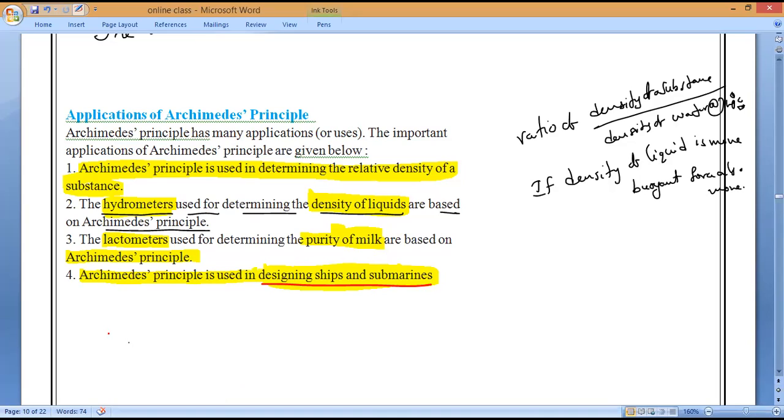So liquid density, hydrometer, milk purity. All of you should remember, milk purity is represented with lactometers.